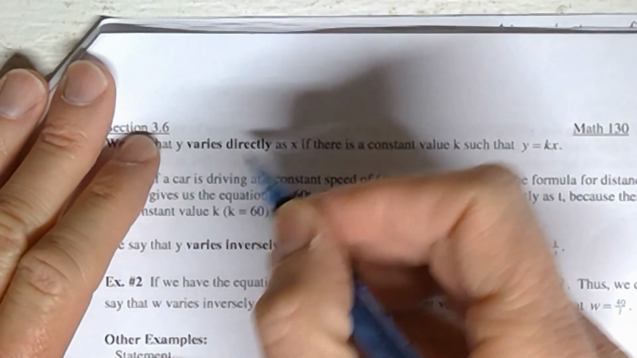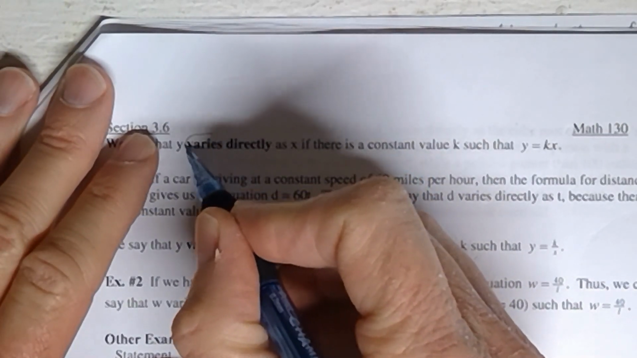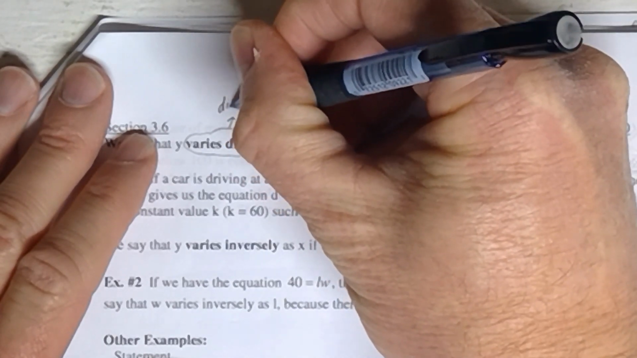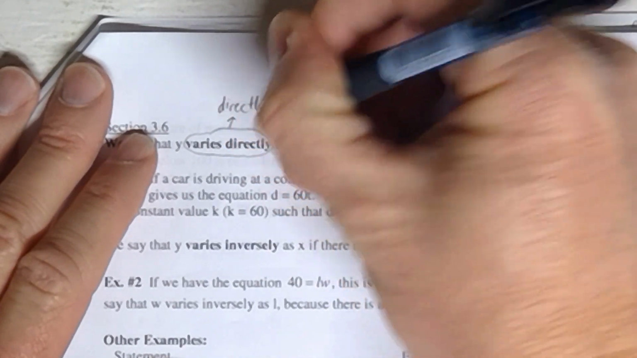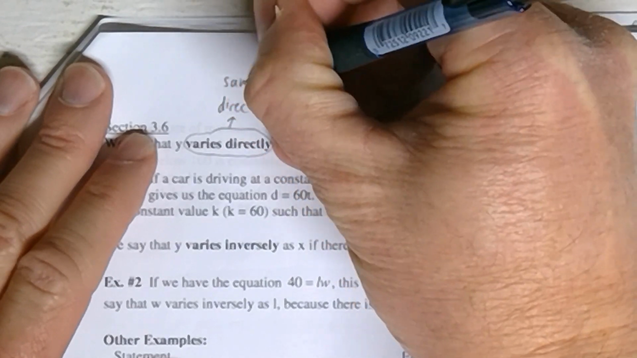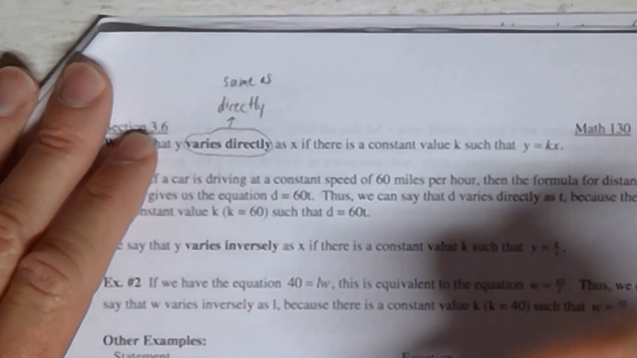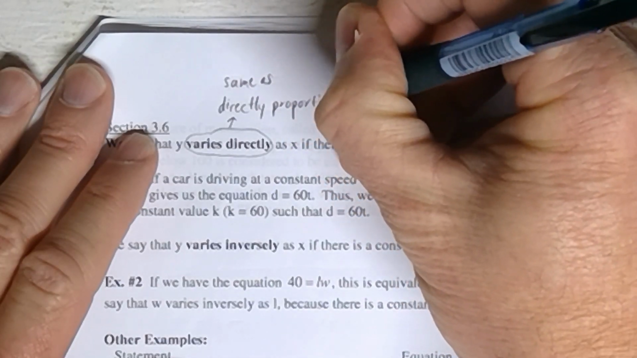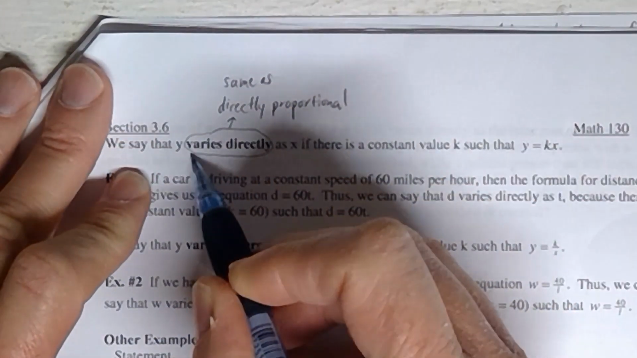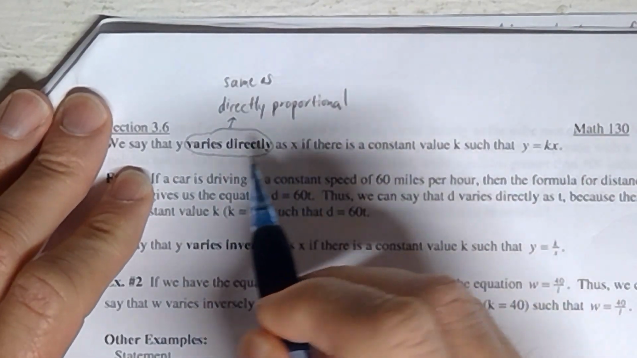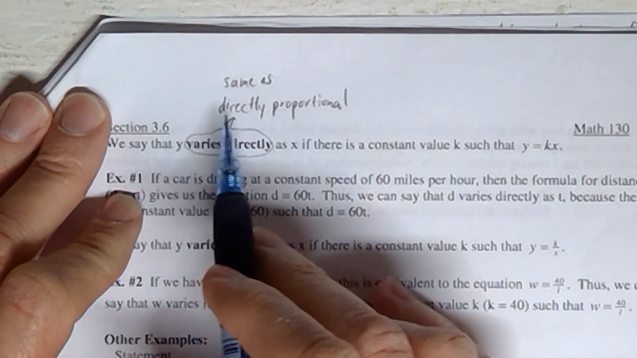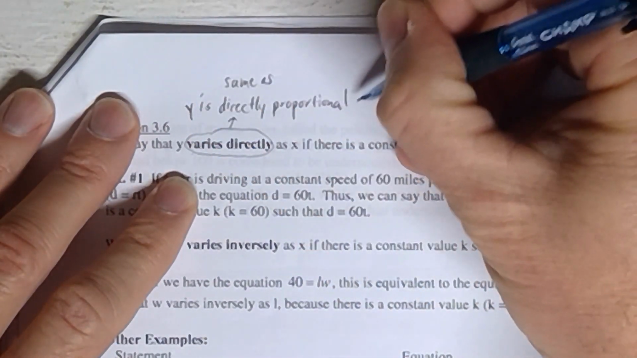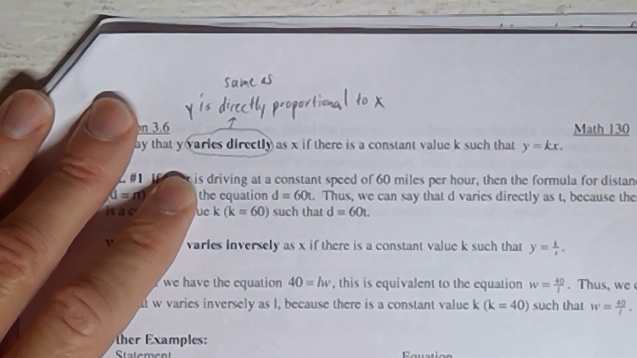Varies directly, which is otherwise known as, sometimes you'll hear them say, directly proportional. You'll hear that phrase. That's the same thing. It's the same as saying that it's directly proportional. So, for example, if they say y varies directly as x, that's the same thing as saying y is directly proportional to x.